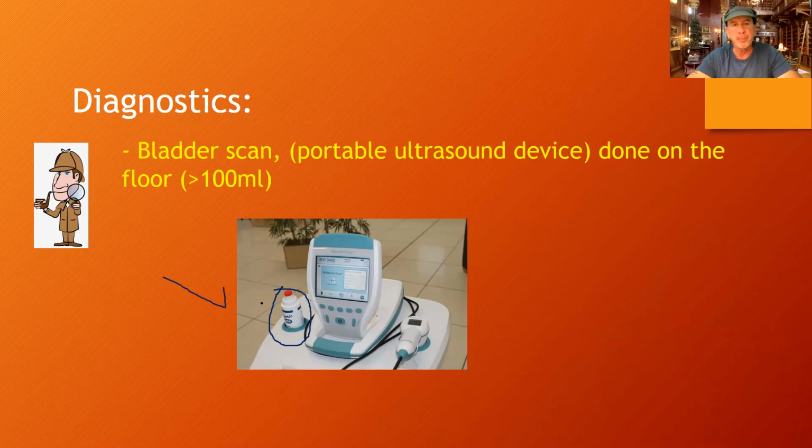You will put that on the person's lower abdomen, and then you take this scanner here and you float it over the top of the belly. And you will actually get a numerical reading on the bladder scanner that tells you how many milliliters of urine are in that bladder. It's really a cool device. I love playing with those. They're portable. You do it at the bedside.